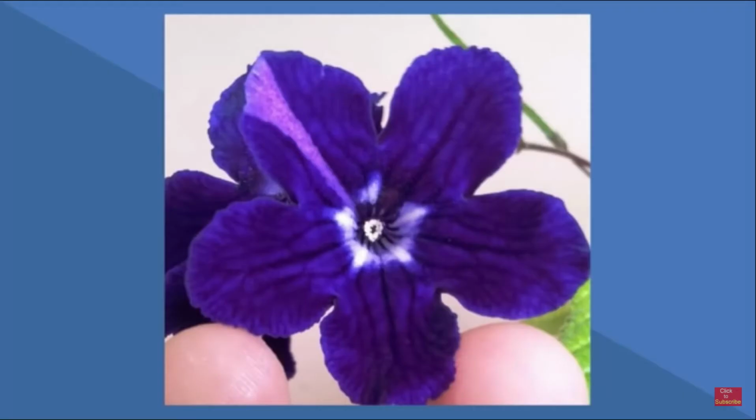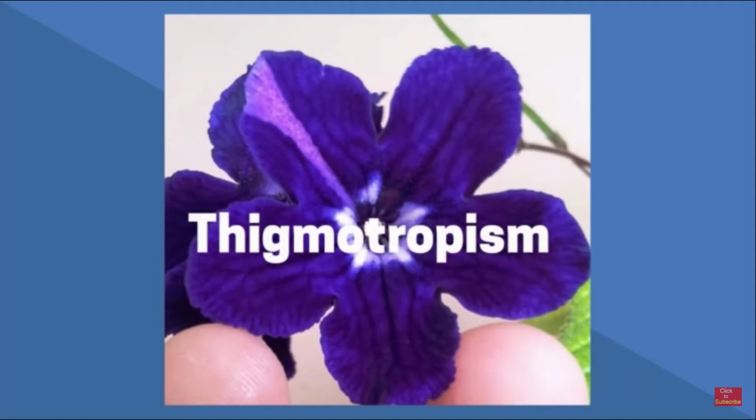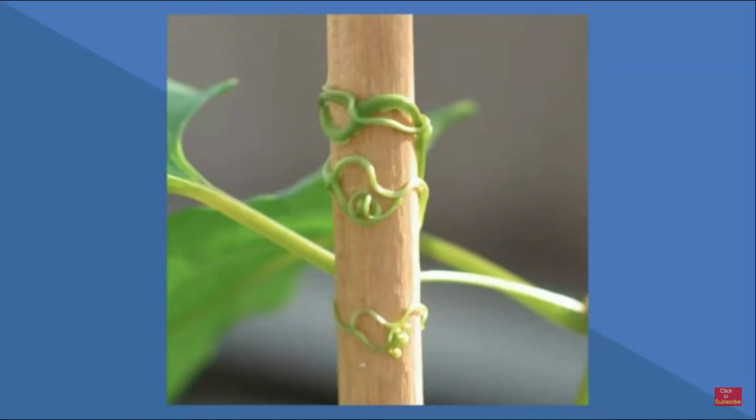First, touch. Some plants have what is called thigmotropism. For example, stems of many vines, such as grapes and morning glories, show a positive thigmotropism. As vines grow, they coil around any object they touch.